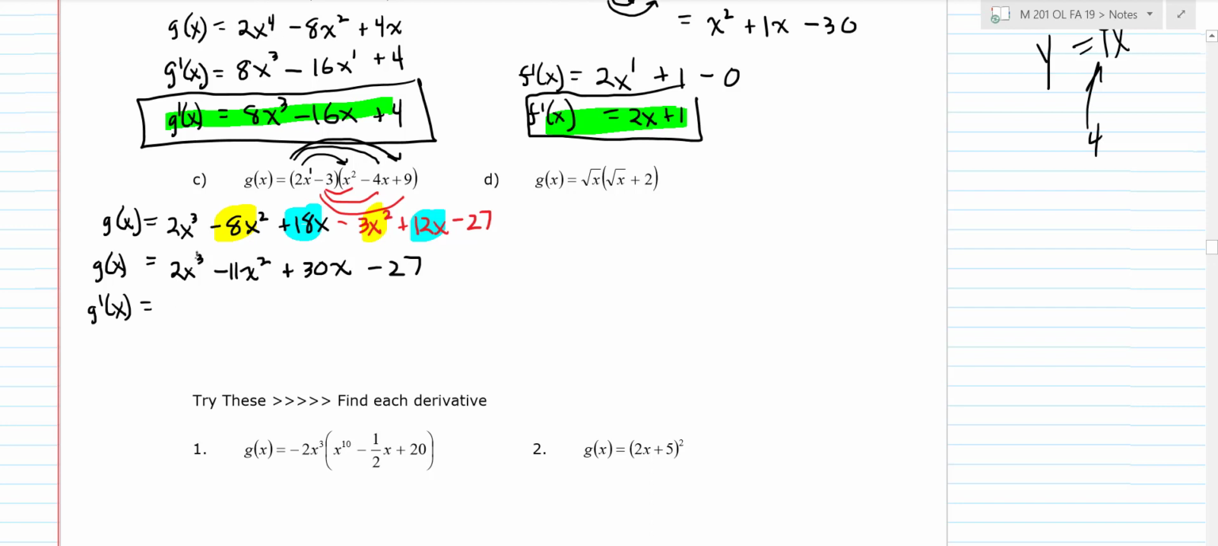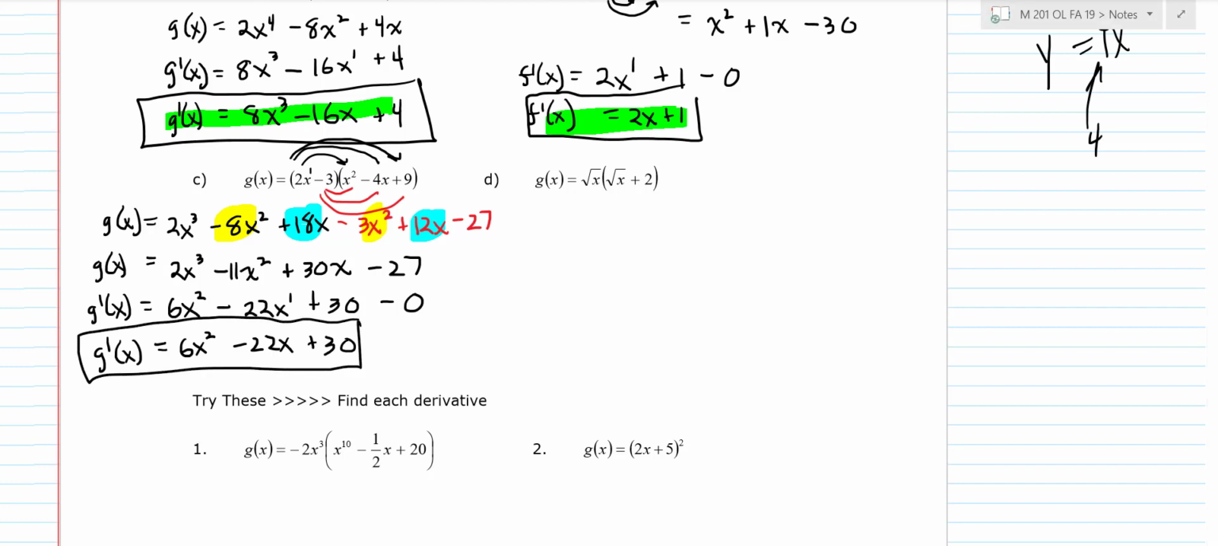You can either write it down or you can do this. Bring the 3 down. 3 times 2 is 6. Exponent goes down 1. That's 6x to the second. Next one, same way. Bring the exponent down. That will be 22x to the first. This is a linear term, so its derivative is 30. That's a constant. Its derivative is 0. So you can write the derivative g prime of x is equal to 6x to the second minus 22x plus 30.